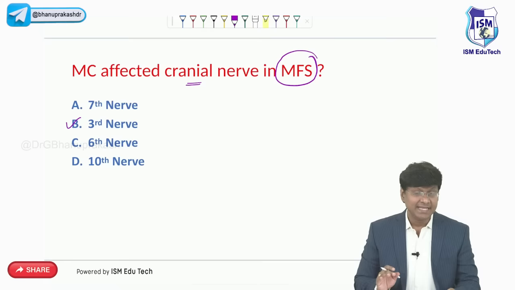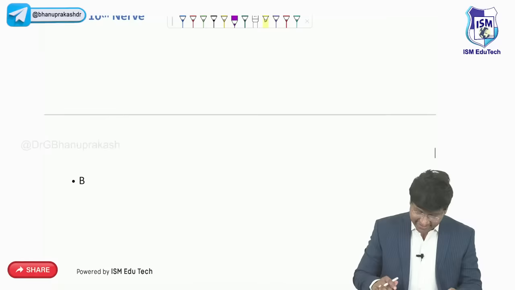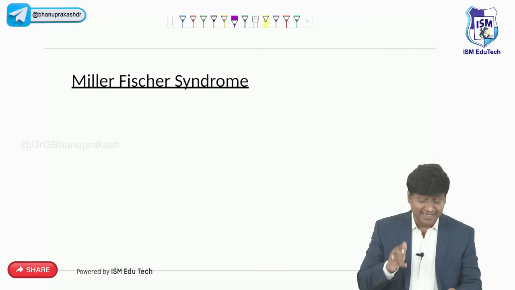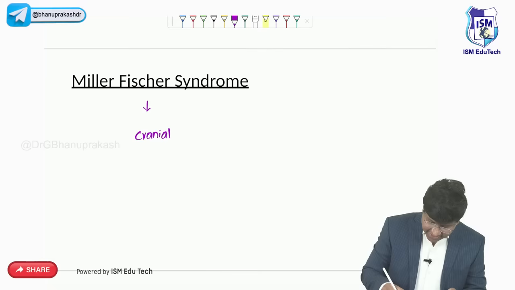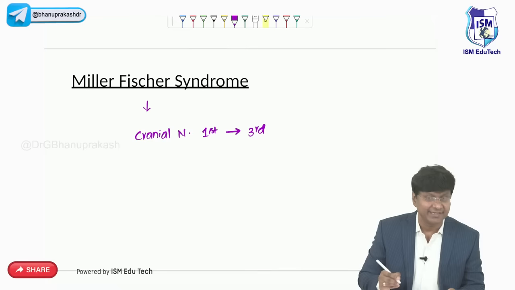Okay. And what did we discuss in Guillain-Barré syndrome? The earliest manifestation will be distal areflexia. But in case of the Miller-Fisher syndrome, the cranial nerves are affected first. Right? The cranial nerves are affected first. Okay. And which cranial nerve is that? That is the 3rd cranial nerve, that is oculomotor nerve, which is affected first.